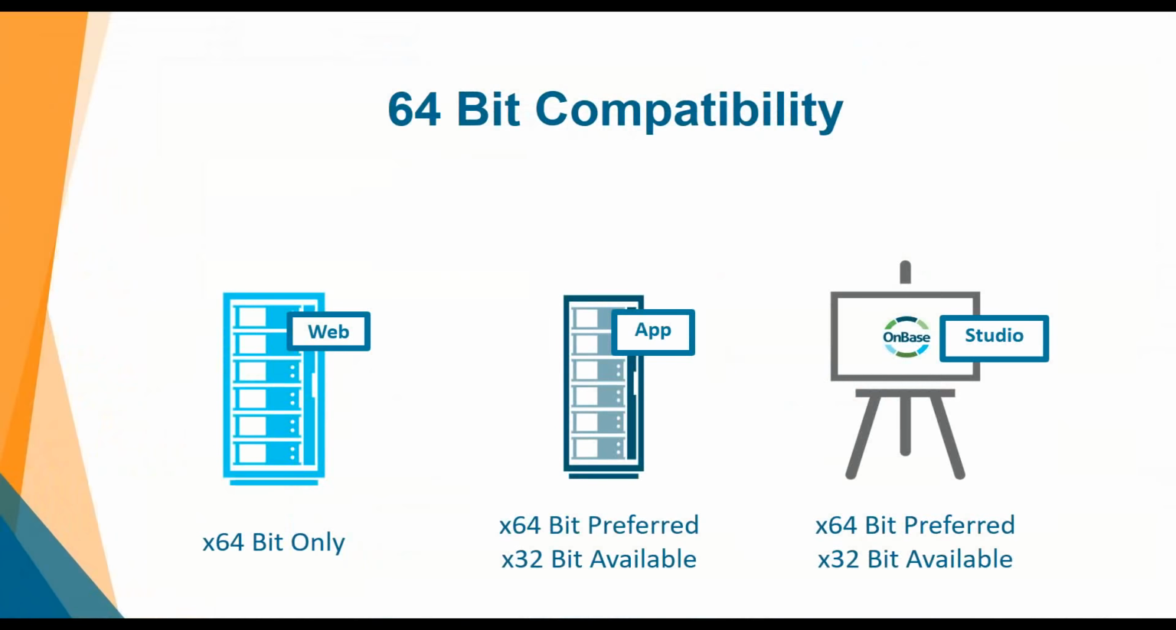Adding 64-bit compatibility allows the software to utilize more modern hardware configurations, improving performance by utilizing things such as higher allotments of system memory. For 64-bit compatibility in OnBase 18, the largest news is that the web server is 64-bit only in this version. The app server also has a 64-bit version, and it is preferred, although the 32-bit is still available. And the same thing applies to the OnBase Studio. 64-bit is preferred, especially with the addition of WorkView, and if you have large WorkView applications, although 32-bit versions are still available.